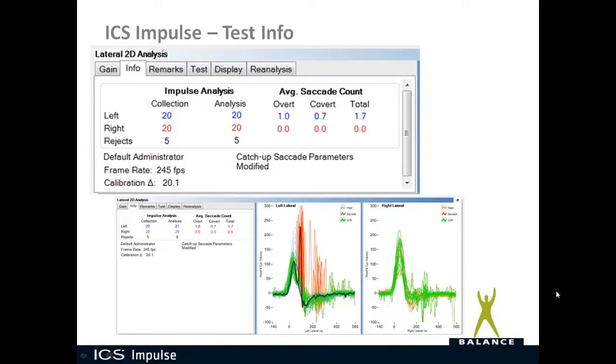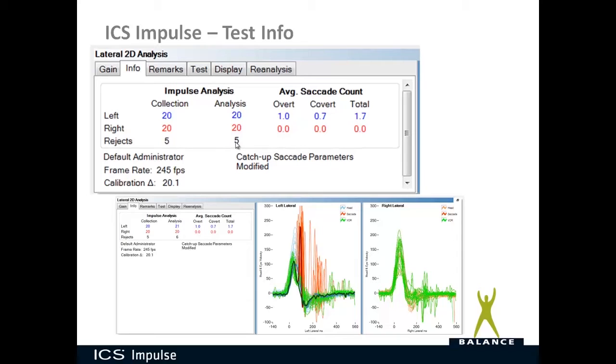Looking at the test info tab, you can see you have several numbers here. If you look down at the bottom, you have a gain tab and then you have the info tab. You click there and this information will come up. The first thing talks about the collection and analysis algorithm. The blue numbers are the number of impulses that were accepted in the collection algorithm and accepted in the analysis algorithm. The red numbers are the right head impulses that were accepted in the collection and analysis algorithm, and the bottom is the total number of rejects.